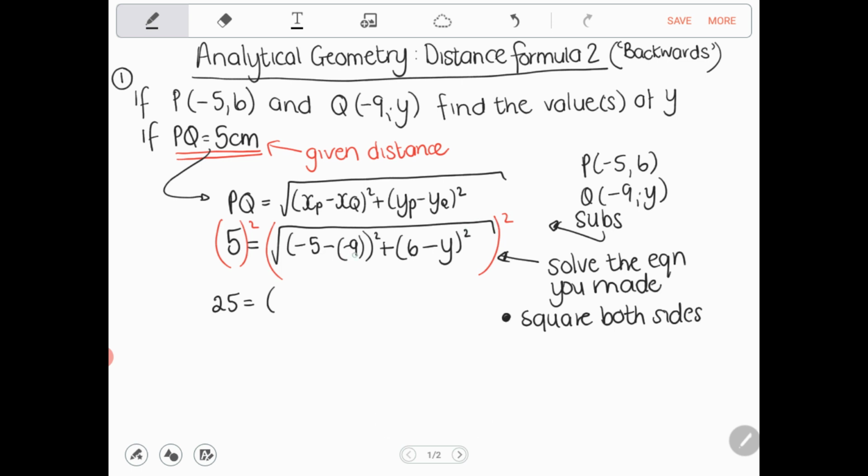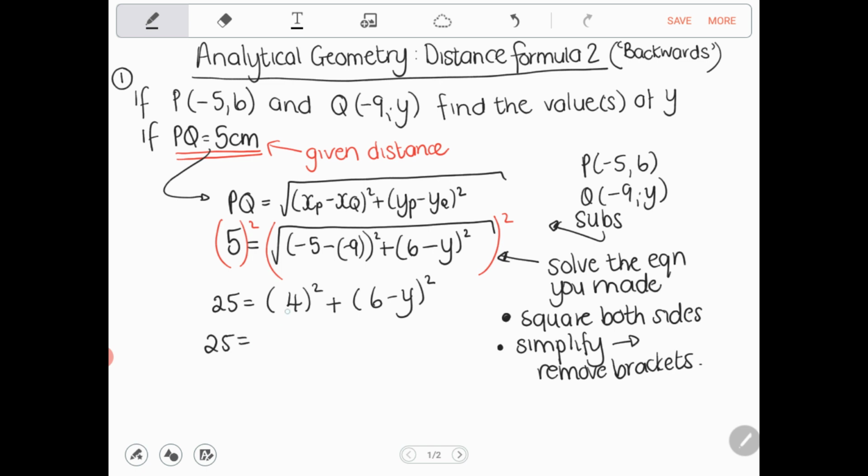And you would have negative 5 plus 9, which gives you 4 squared. And this is 6 minus y squared. Unlike terms, you're not going to be able to add those, so we're going to have them like that. Okay, now we need to simplify. We need to remove the brackets. All right, so 25, no brackets there. 4 squared, this is one term, so I can just square it, and I'm going to get 4 times 4 is 16.